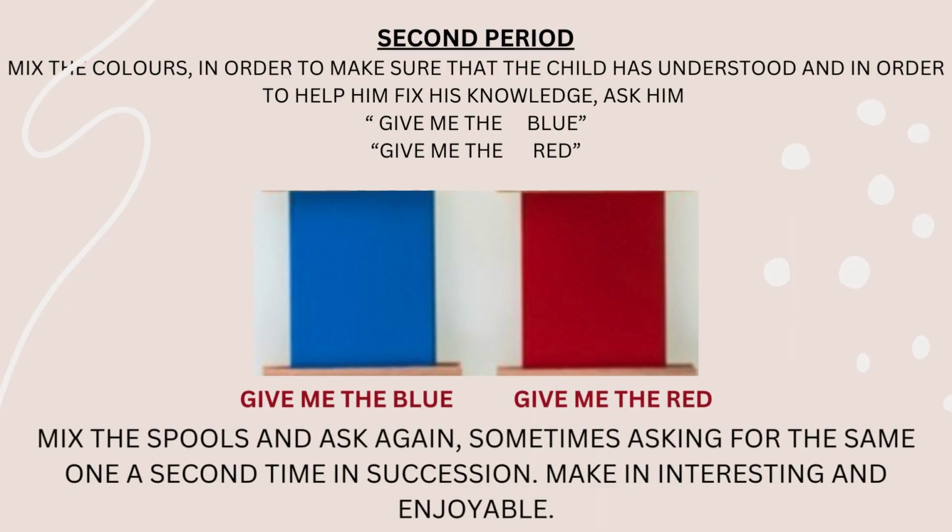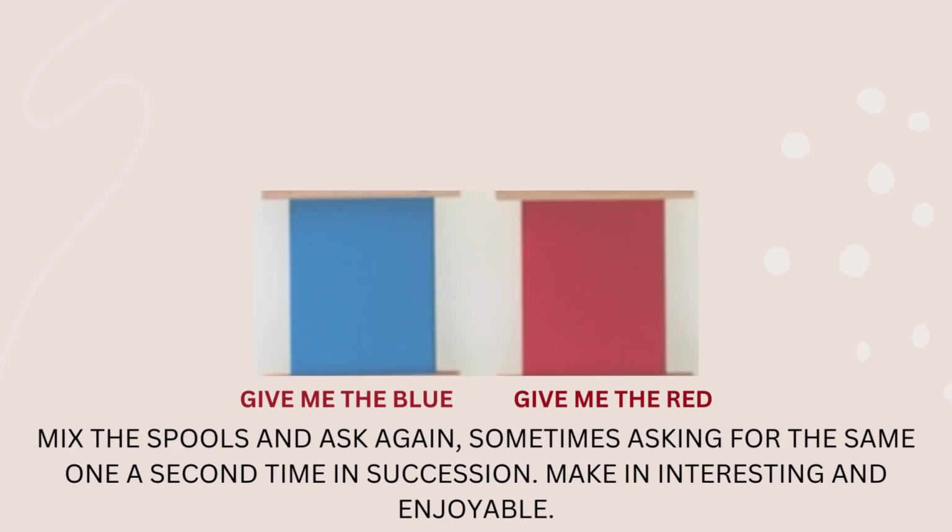Second period. Mix the colors in order to make sure that the child has understood, and in order to help him fix his knowledge, ask him, "Give me the blue. Give me the red." Mix the spools and ask again, sometimes asking for the same one a second time in succession. Make it interesting and enjoyable.